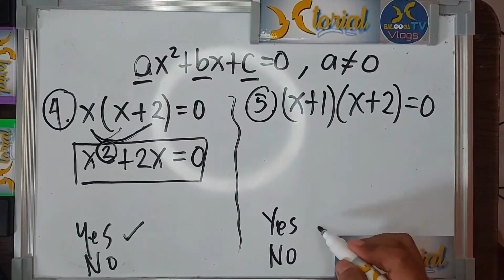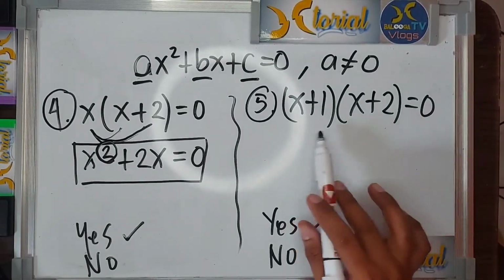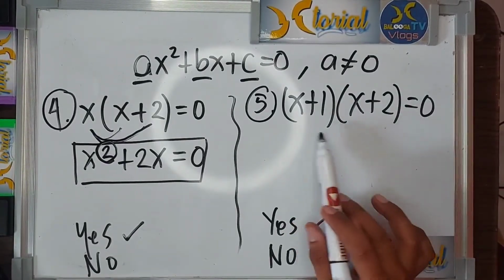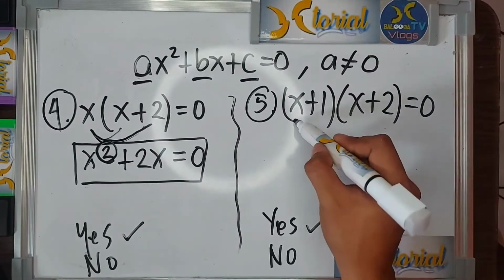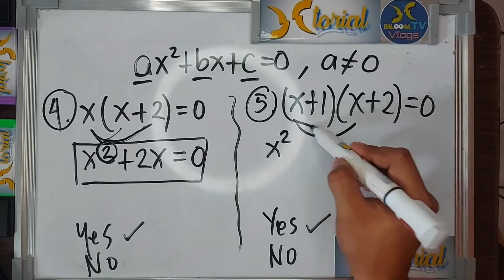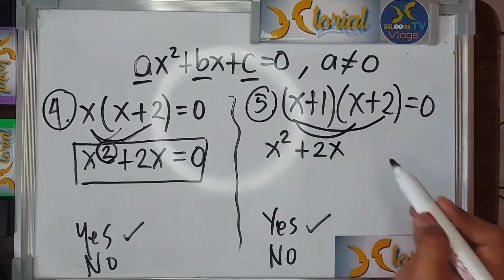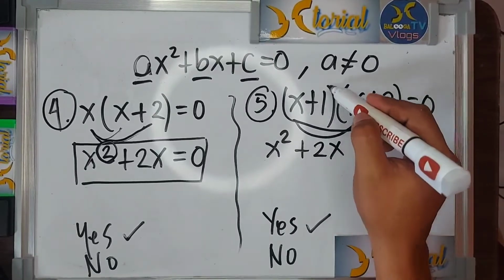The answer is yes. Bakit ganun ulit, sir? Wala naman po kaming nakitang exponent na 2. Kung titingnan mo kasi, they are factors. So pwede natin silang i-multiply. So x times x, we have x squared. X times 2, we have 2x.